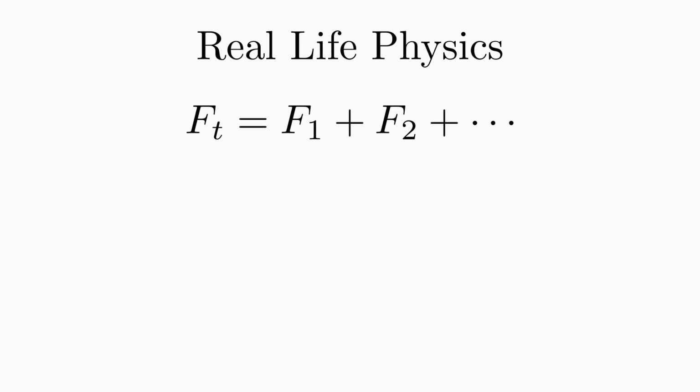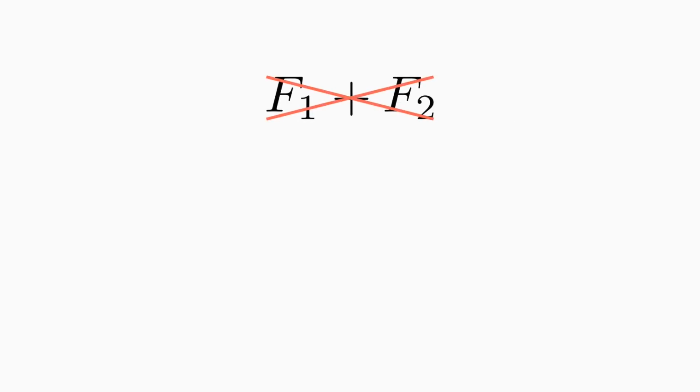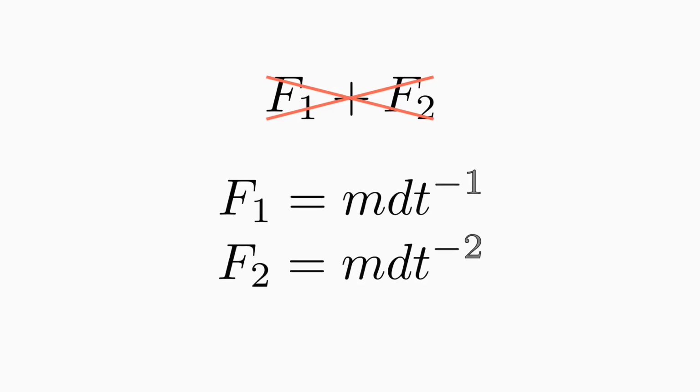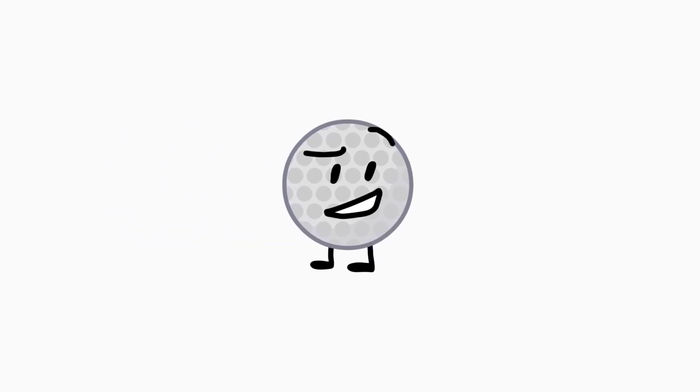In real-life physics, to calculate the acceleration of a body with many forces applied to it, you can just add all of the forces applied to that body to calculate the net force, and then divide by mass to get the acceleration. Then the position of the body is just 1/2 of the acceleration times time squared. But in the problem I presented, we can't do that. The forces have different units, so you can't add them. However, it is possible to calculate the position of the body at time t.